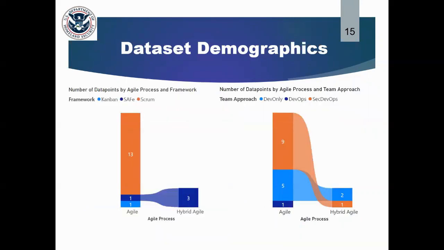Next, in talking about the data set demographics of our 18 point data set, in terms of the framework, the majority, 13 of them, were Scrum, while 5 of them were Kanban SAFe with those larger teams. In terms of the team approach, it was about even. 10 were SecDevOps, and then 8 were DevOps or Dev only.